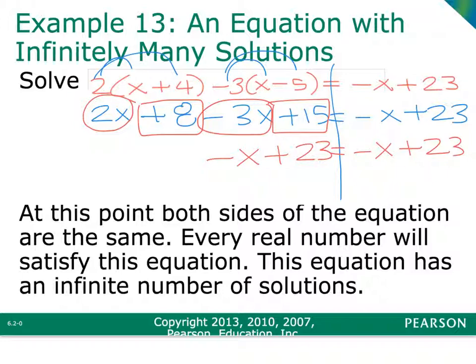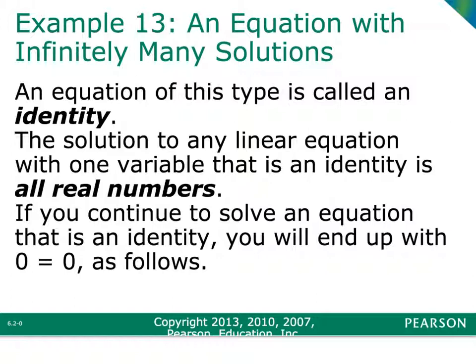The left-hand side and the right-hand side are always equal to each other. If it has infinite solutions, we call this type of problem an identity, and all the solutions will be all real numbers. Often you'll end up with something like 0 equals 0 or 23 equals 23. If you ever get two numbers equal to each other and they are the exact same number, then you will run into an identity or infinite solutions.